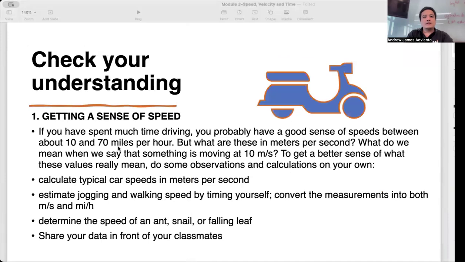For checking your understanding, this activity helps you develop a real-world understanding of speed. You are encouraged to convert familiar speeds into meters per second and estimate speeds of everyday motion such as walking, jogging, or even the movement of small organisms. This helps connect physics concepts to real life experience. I would like you to write your answer in the comment section.